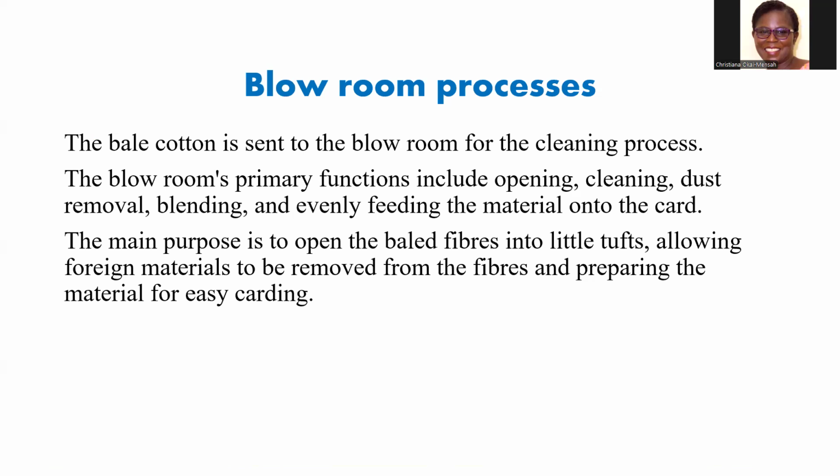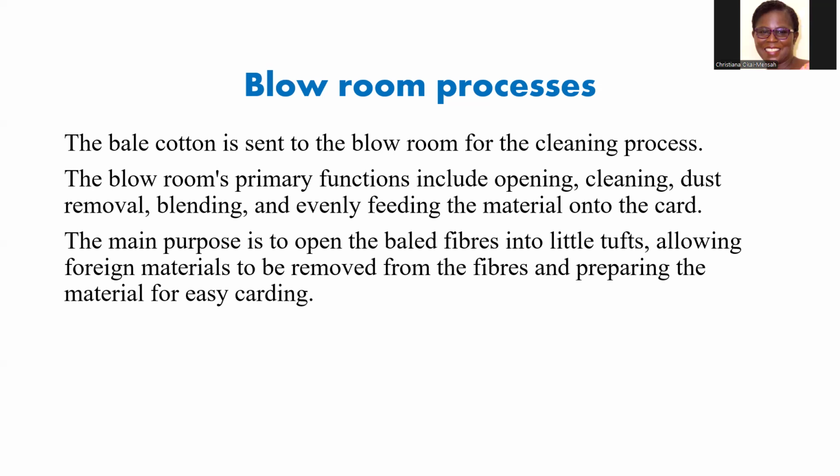What we have now is called the blow room. The blow room is just one machine, and it can do a whole lot of things, and the fiber will come out as a sliver. The bale cotton is sent to the blow room for the cleaning process. The blow room's primary functions include opening, cleaning, dust removal, blending, and evenly feeding the material into the carding machine. So this is the new system.